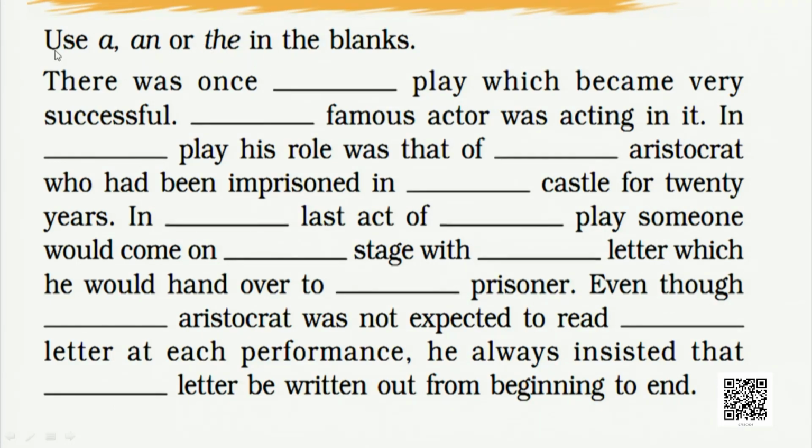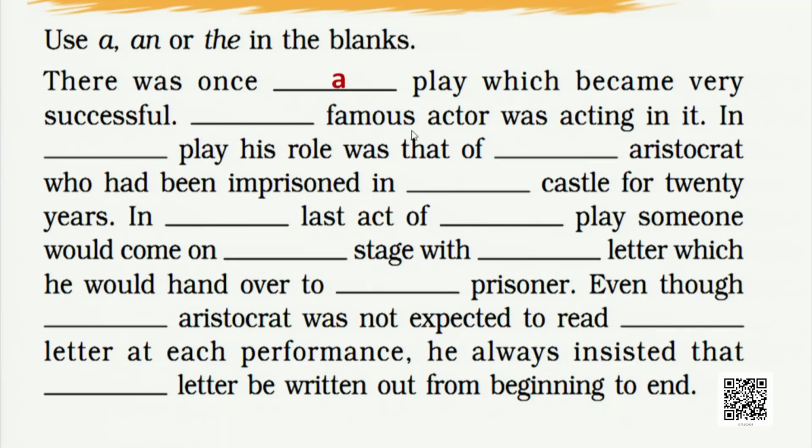Here is an account of a play that was held somewhere, and we have to use articles to complete this paragraph. So let's start. There was once dash play which became very successful. Here we don't know which play it is, so we will put a or an. Here it is P, and P in play is said as P only, so it's a consonant sound. So here we will use a.